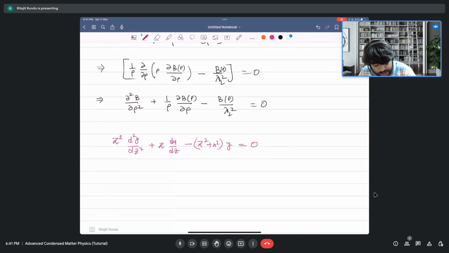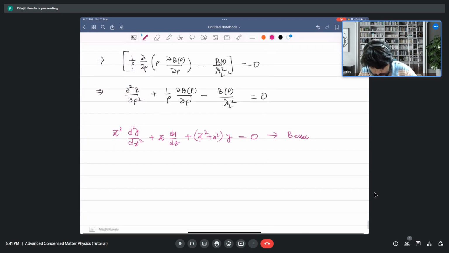So this is something that is called Bessel's equation. Plus z square minus n square. So this is called the Bessel equation. We see that there is some kind of similarity with this, and the solutions are actually Bessel functions, which are written by J_n(z).